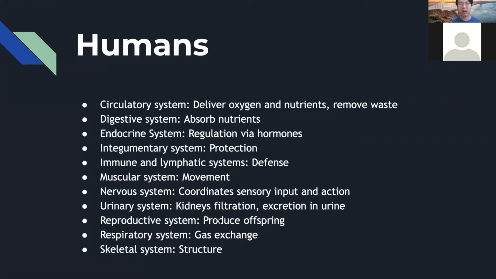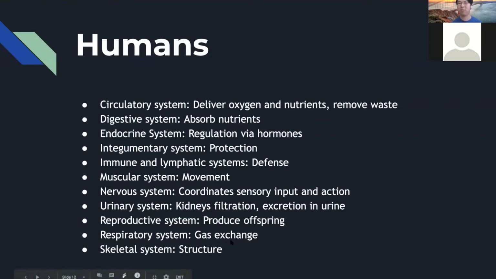The urinary system helps with filtering your blood. And so your blood can get all sorts of waste products in it. The urinary system, through the kidneys, you have two kidneys in your body, will filter out the blood, and then all the waste products will be concentrated in urine, and that will be excreted out of your body. You have the reproductive system, which helps us produce offspring so we can continue our species.